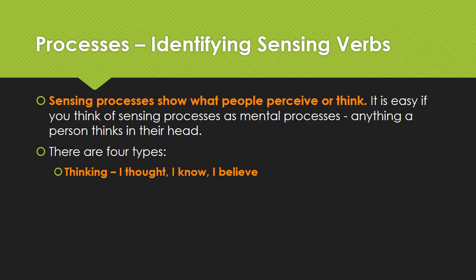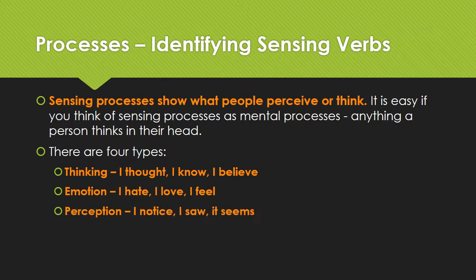First of all, thinking. Examples are words like thought, know, believe. These are all thoughts that occur in the mind. Emotion, things like hate, love, and feel. Perception, things like noticing or seeing, or if something seems to be a certain way, that is an individual's perception of a situation. And desire, wishes, hopes, wants, dreams. These all come under the banner of sensing processes.